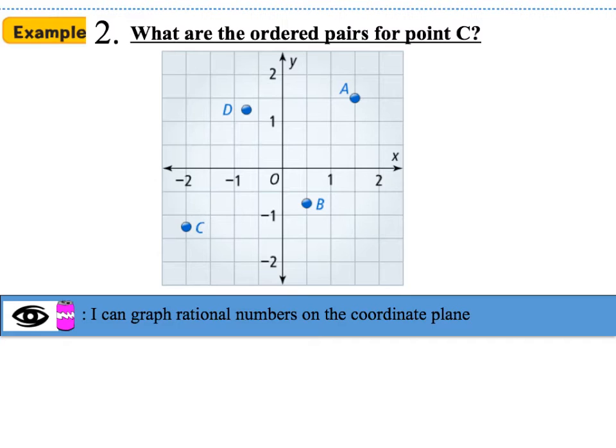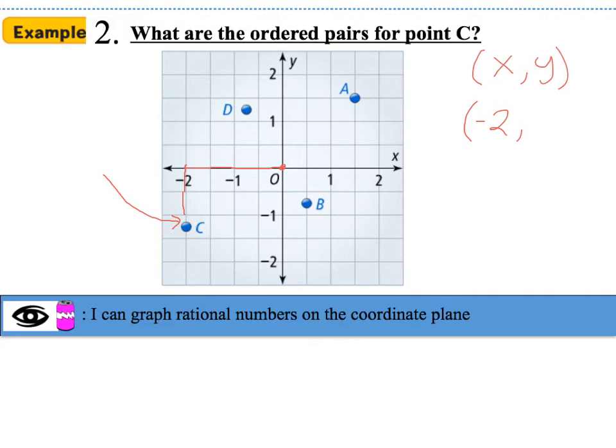Example 2, we're going to find the ordered pairs for point C, and we know that point C is right here in quadrant number 3. So we're going to use the x, y format to help us out. Starting at 0, 0, my origin, I'm going to go on my x-axis, so here's negative a half, here's negative 1 whole, negative 1.5, negative 2. So my x-axis coordinate would be negative 2. Now what I'm going to do is I'm going to travel downwards. Here's negative 1/2.